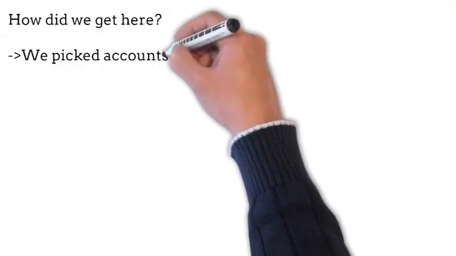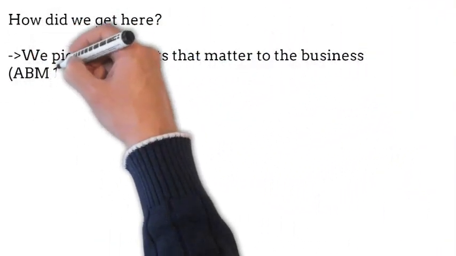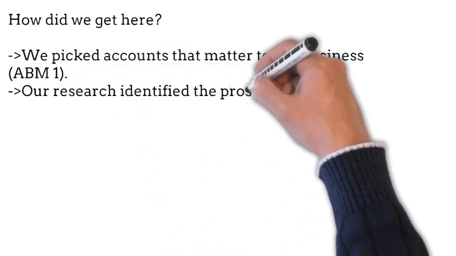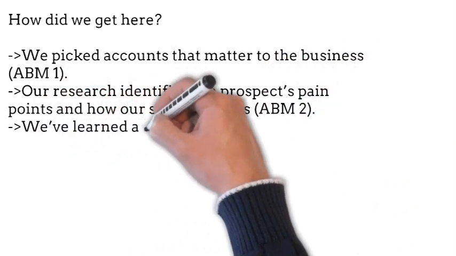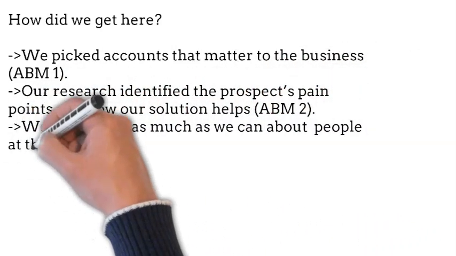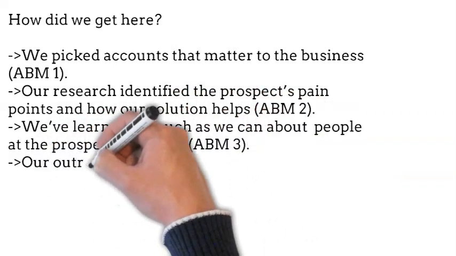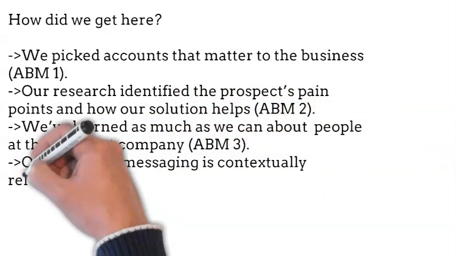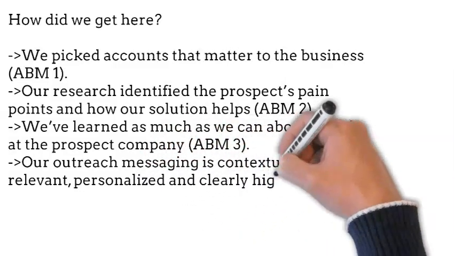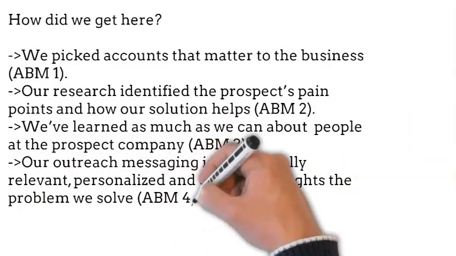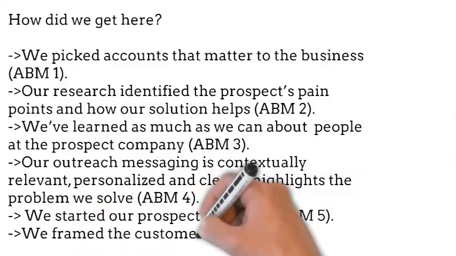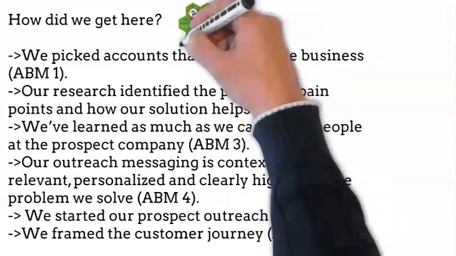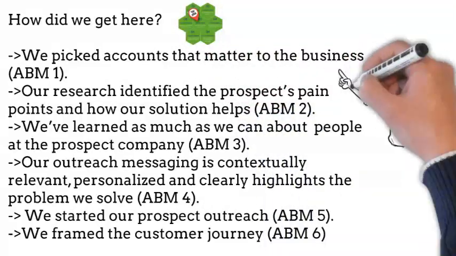Well, now we've picked the accounts that matter to the business, and our research has identified the prospects' pain points and how our solution will help them. We've learned as much as we can about the people at the prospect company, and our outreach messaging is contextually relevant, personalized, and clearly highlights the problems we solve. We started our prospect outreach, and in ABM 6, we framed the customer journey. So we have that all identified as the prior steps and the foundation. But you'll note that ABM 7 is the middle. It touches every other step in the process.